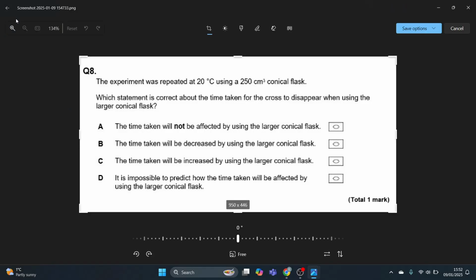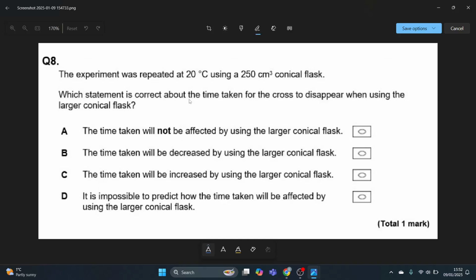Question 8. The experiment was repeated at 20 degrees Celsius using a 250 centimeters cubed conical flask. Which statement is correct about the time taken for the crust to disappear when using the large conical flask? Time taken will not be affected by using a large conical flask. That's absolutely false. It is impossible to predict how the time taken will be affected by using a large conical flask. No. So it's either B or C.